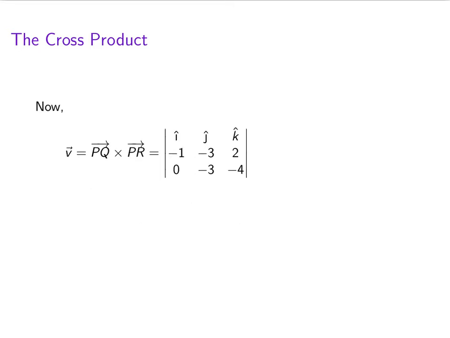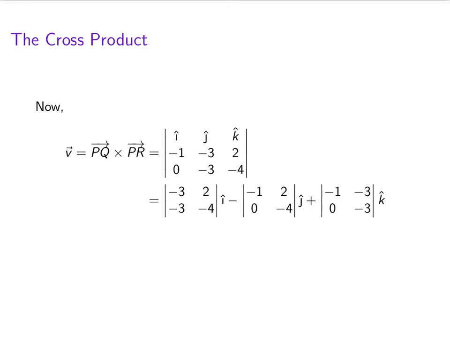Now we'll get a vector orthogonal to the plane by crossing PQ and PR. If we do the cross product, we end up with 18i minus 4j plus 3k. You should double check to make sure that this is the correct cross product.